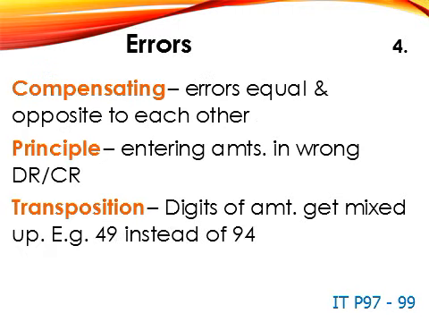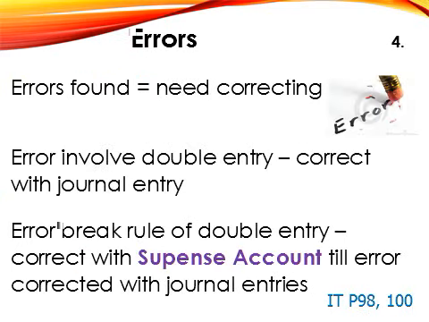Compensating error, when two errors are, coincidentally, equal and opposite to each other. Transposition error, when digits of an amount get swapped. For example, entering 49 instead of 94. Principal error, when the amounts are entered into an account in a way that breaks an accounting rule, principle, or concept. Once the errors have been found, they need to be corrected. If the error involves a double entry, then correct it with a journal entry. If the error breaks the rule of double entry, then correct it by entering it in the suspense account, until the error can be corrected with journal entries.